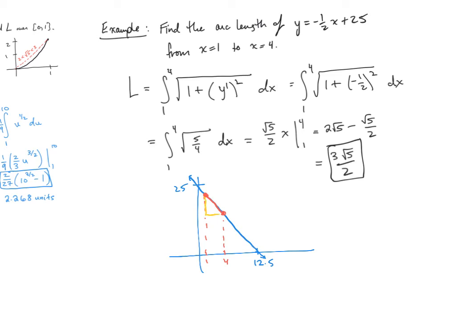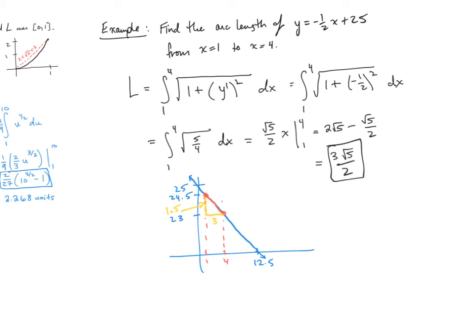So we just need to know these lengths. Well, I know this is 3. And I just need to determine this length. But if I plug 1 into my function, I get 25 minus 1/2, which is 24.5. And if I plug 4 into my function, I get 25 minus 2. This is 23. So I guess the length of that little segment is 1.5.